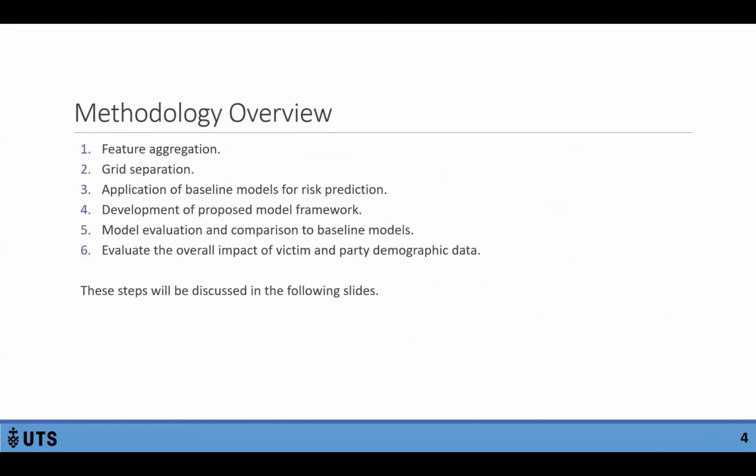Now, before discussing stage 4 involving model development, testing, and evaluation, I will summarize the methodology involved as sort of a precursor and background to stage 4. With this in mind, the methodology from a high-level perspective involves 6 steps: feature aggregation, grid separation, application of baseline models for risk prediction, development of proposed model framework, model evaluation and comparison to baseline models, and evaluation of the overall impact of victim and party demographic data. These steps will be detailed in the following slides.